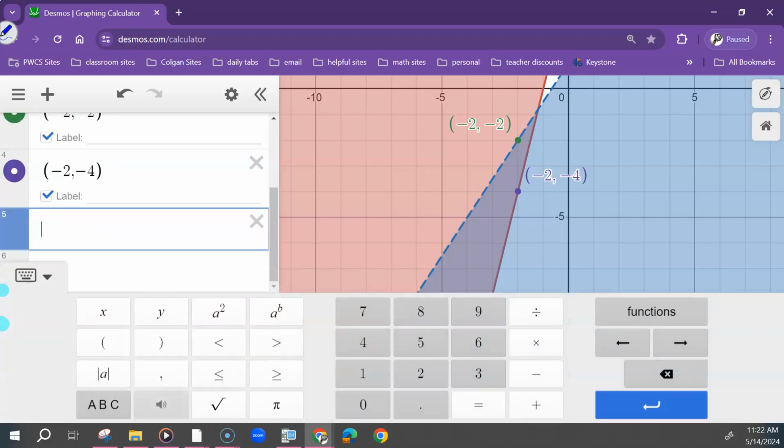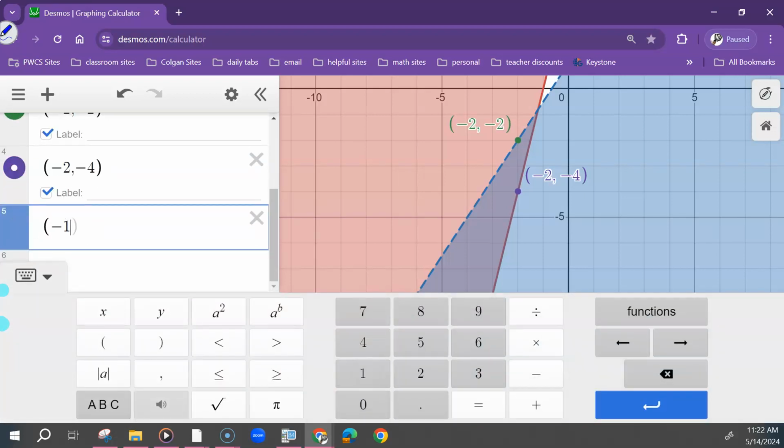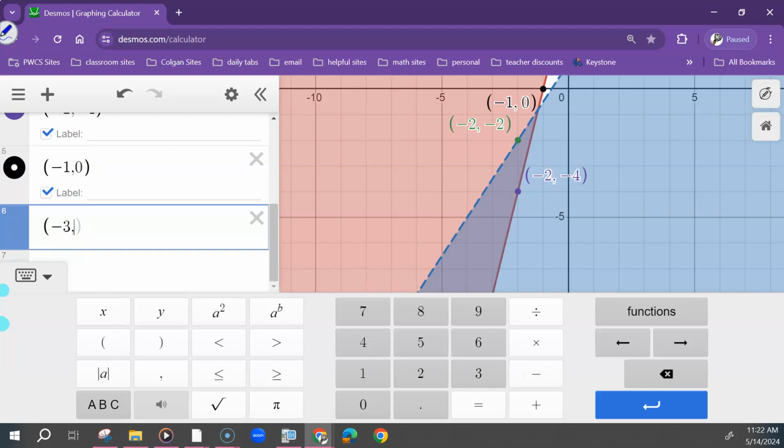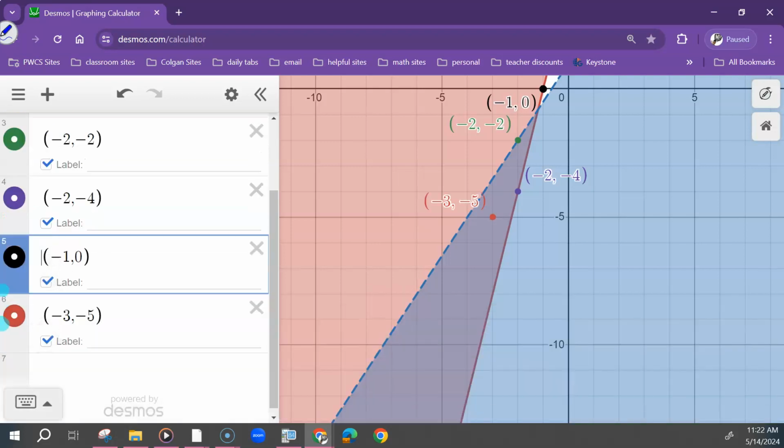So that one is -1, 0. Falls outside of that overlapping, so that would not be one. And then the last one, -3, -5. Falls inside that shaded area, so that would be one. So -2, -4, and -3, -5.